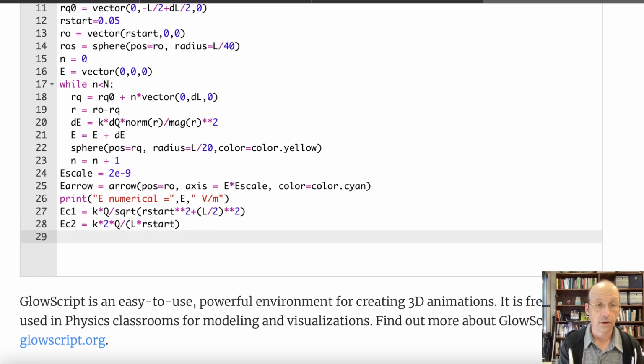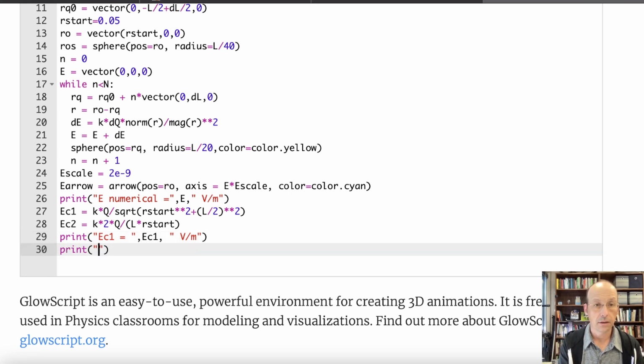Let's print these two. Print EC1, volts per meter. Print EC2, volts per meter. Okay, let's see if this works.